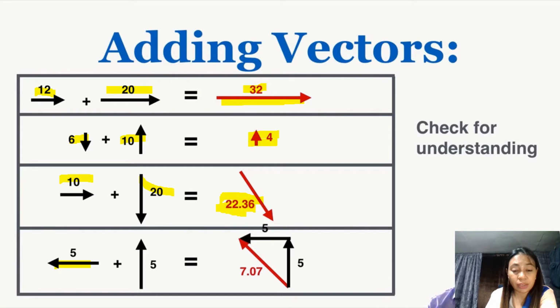How did we do that? 5 square here, like Pythagorean theorem, 5 square plus 5 square, okay, then the square root of that, so it's 7.07. Now reminder for class today, so that we can go and solve our vectors later on, we need a scientific calculator because we will be using the trigonometric functions of the SOHCAHTOA, the sine, cosine, and the tangent.